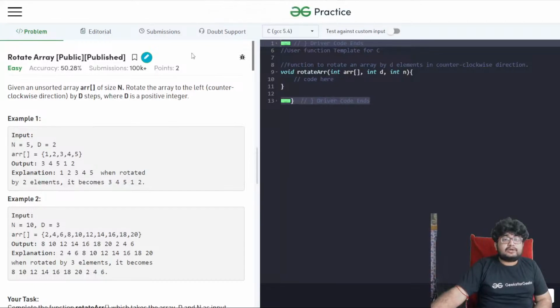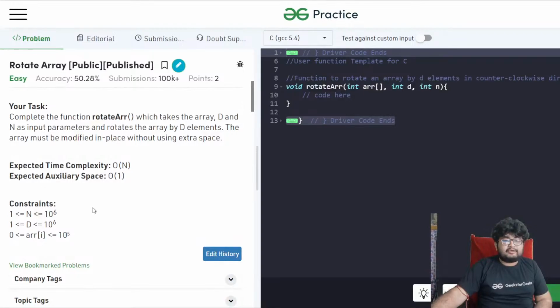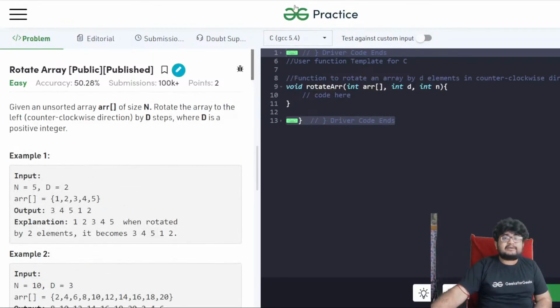The third is rotate an array. So you are given an unsorted array n. You have to rotate the array left counterclockwise by d steps, where d is a positive integer, right? So you have to rotate the array by d steps. So this is also a pretty easy question. So these three questions are for your homework.